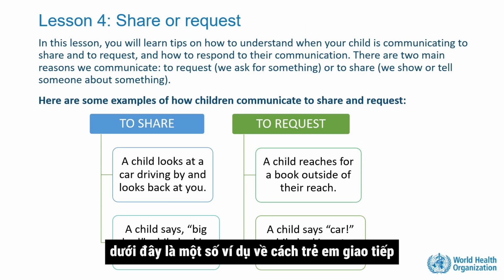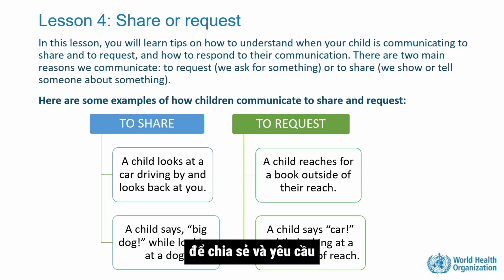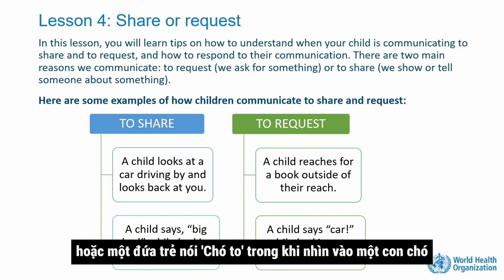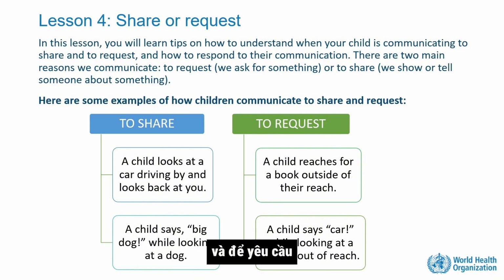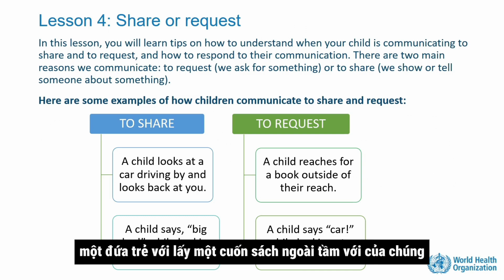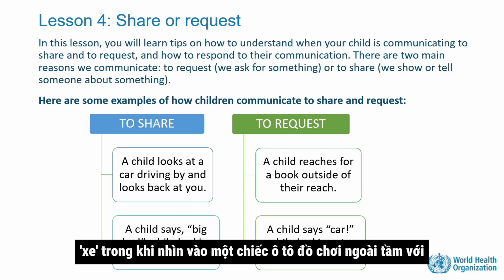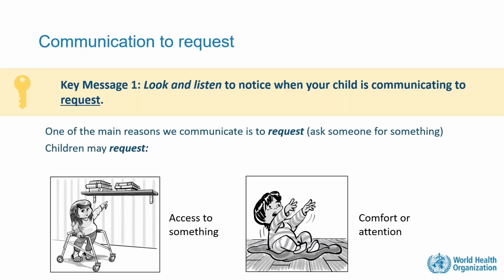Here are some examples of how children communicate to share and request. To share. A child looks at a car driving by and looks back at you. Or a child says, "Big dog," while looking at a dog. And to request. A child reaches for a book outside of their reach. Or a child says, "car," while looking at a toy car out of reach.